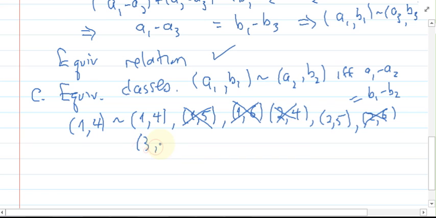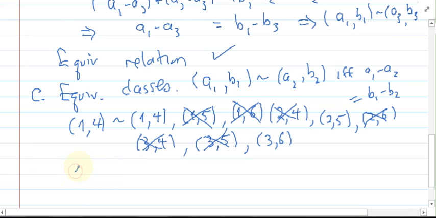We have (3, 4). A1 minus A2 is negative 2. B1 minus B2 is 0. Doesn't work. Next, (3, 5): A1 minus A2 is negative 2. B1 minus B2 is negative 1. Doesn't work. (3, 6) does work. So we have (1, 4) equivalent to (1, 4), (2, 5), and (3, 6). Now this looks like an awful lot of work, but remember, once you've found (2, 5) and (3, 6), you don't need to check those again.